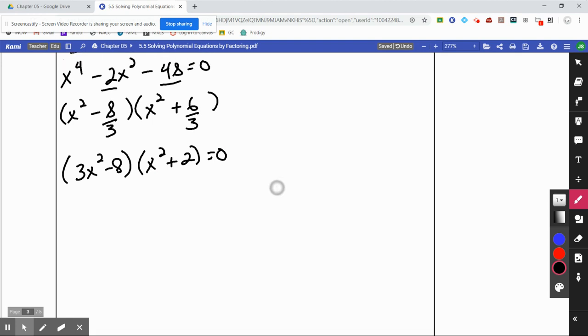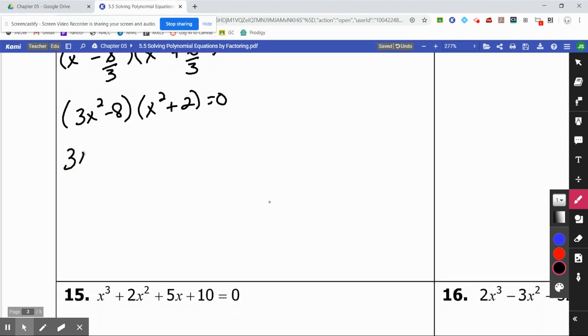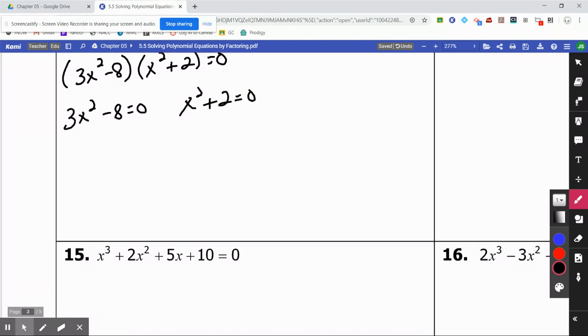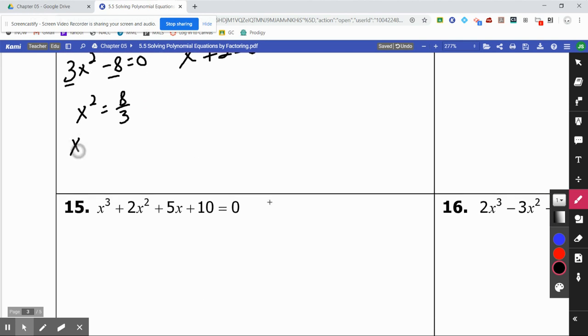Now that you have it factored out, we're going to set each factor equal to 0. 3x squared minus 8 is 0. X squared plus 2 is 0. In one step, I'm going to move the 8 and the 3 at the same time. Let's move the 8 over by adding 8, and then you're going to divide by 3, gives you 8 thirds. So therefore, x is equal to plus and minus the square root of 8 thirds. Now, I do want to remind you that you can split those.